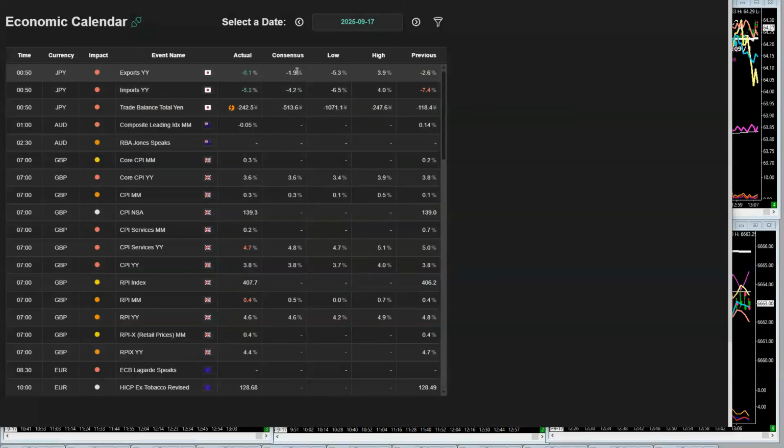You can see that the consensus was, overall, they were worse than expected in terms of the import number. 4.2 came in at 5.2. So the trade balance obviously is a little bit offset by one with the other. Trade balance numbers themselves come in at 242.5 against a consensus of 513, but it's still well down on the previous of 118.